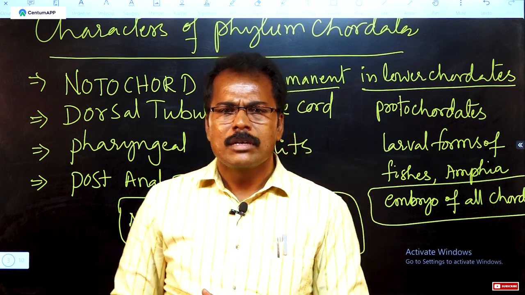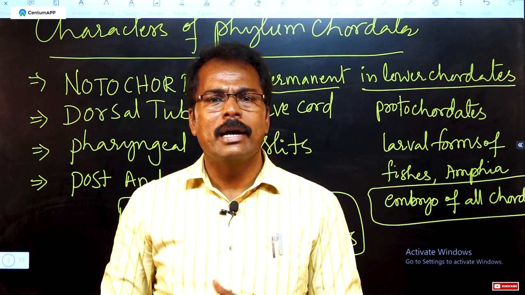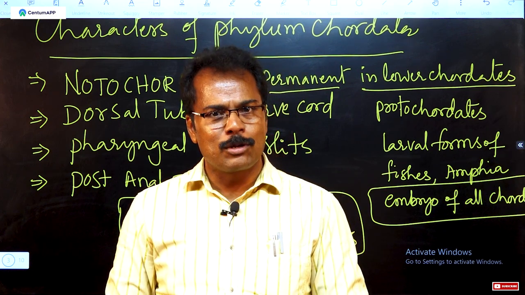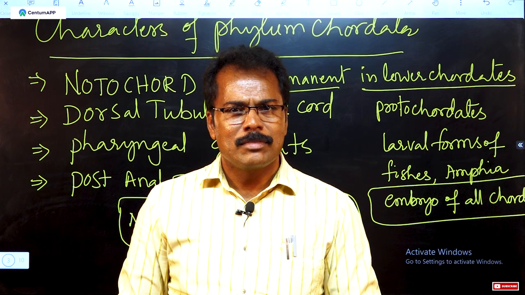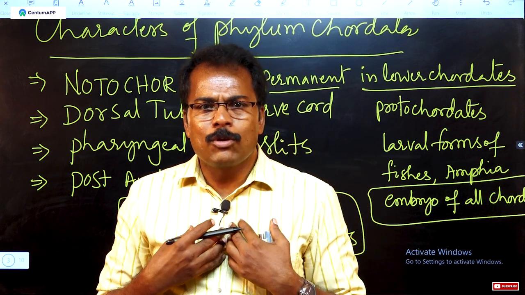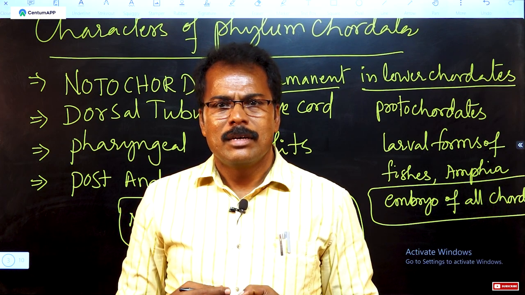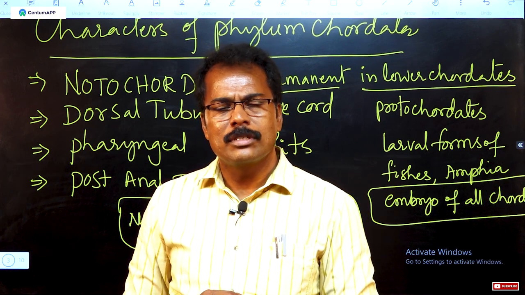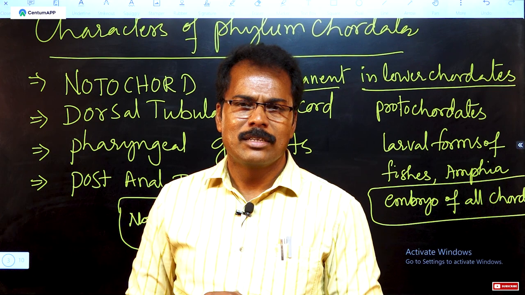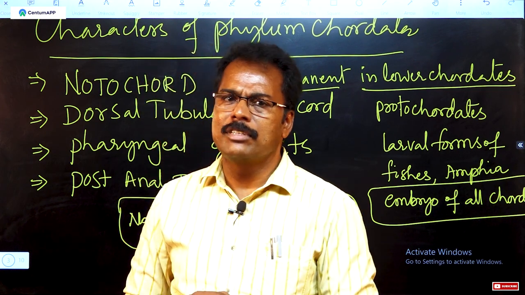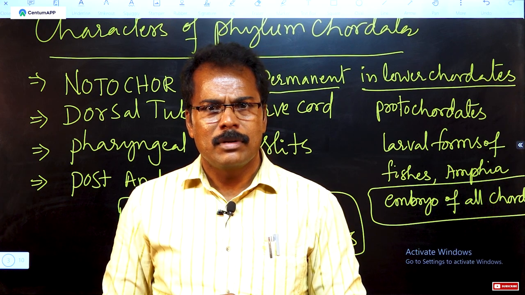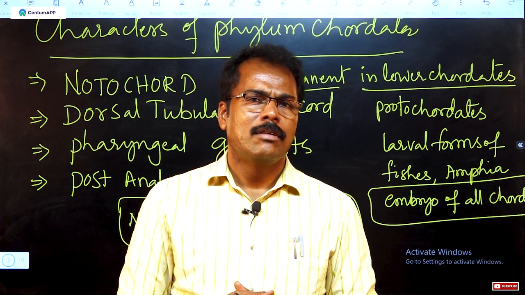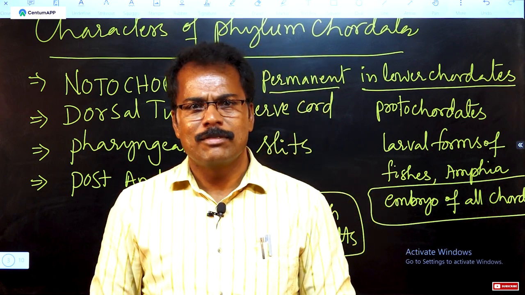Apart from these, all chordates exhibit bilateral symmetry, are triploblastic animals, and are eucoelomates like enterocoelomates. Next characteristic, the heart is located on the ventral side, and they also exhibit metamerism, that is true segmentation present inside the body. So these are the characteristics of the phylum Chordata, and we will discuss elaborately about classification of phylum Chordata in the next video. Thank you for watching.